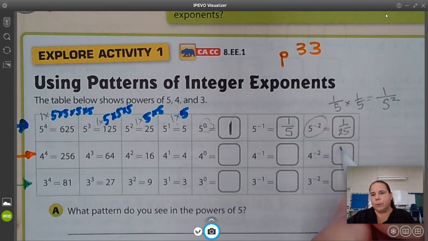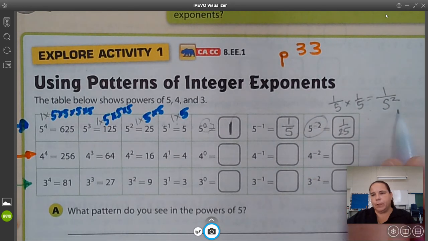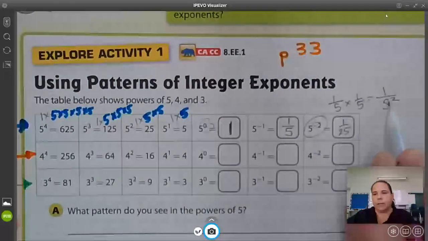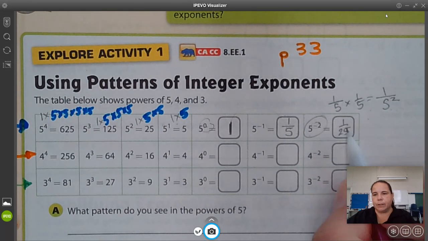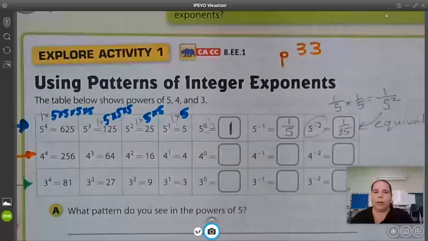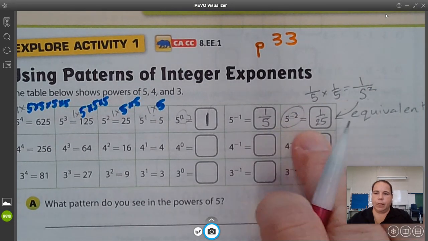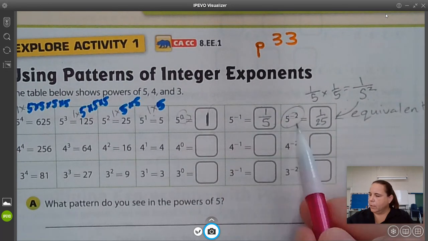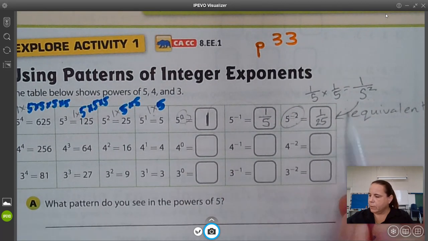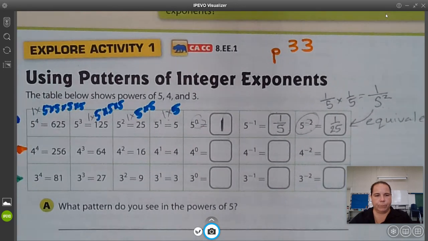So what we can do is, if there's a negative exponent, we can just put it in the denominator without the negative on that exponent, and it's the same value. These are equivalent. And so there are a series of ways that you could write these negative exponents. This is equivalent, and this is equivalent. So all of these could be correct answers in a problem.